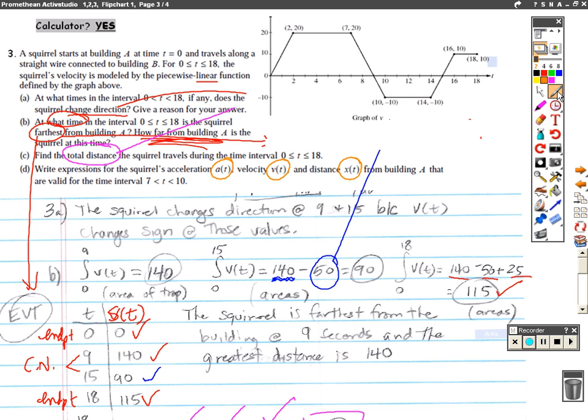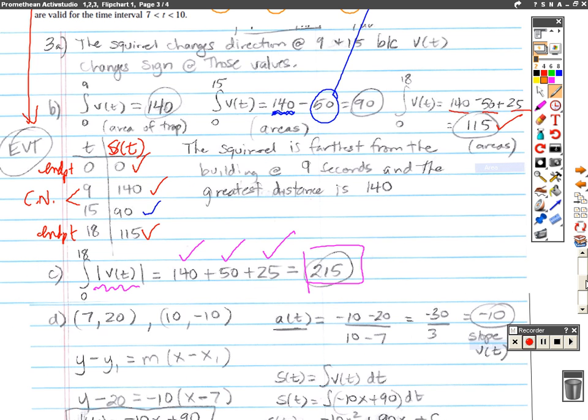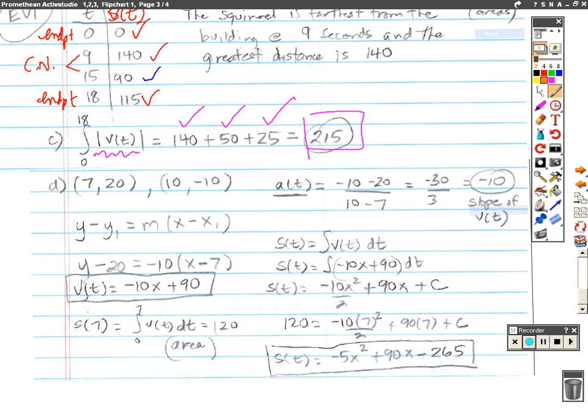The acceleration, and we're going from 7 to 10. Well, if this is velocity, now remember, this is the graph of velocity, so acceleration is the derivative or the slope of velocity. So all I need to do is find the slope of that segment. I took the two coordinates, (7, 20) and (10, -10), and I literally found the slope to get the acceleration. So the acceleration function is literally negative 10.